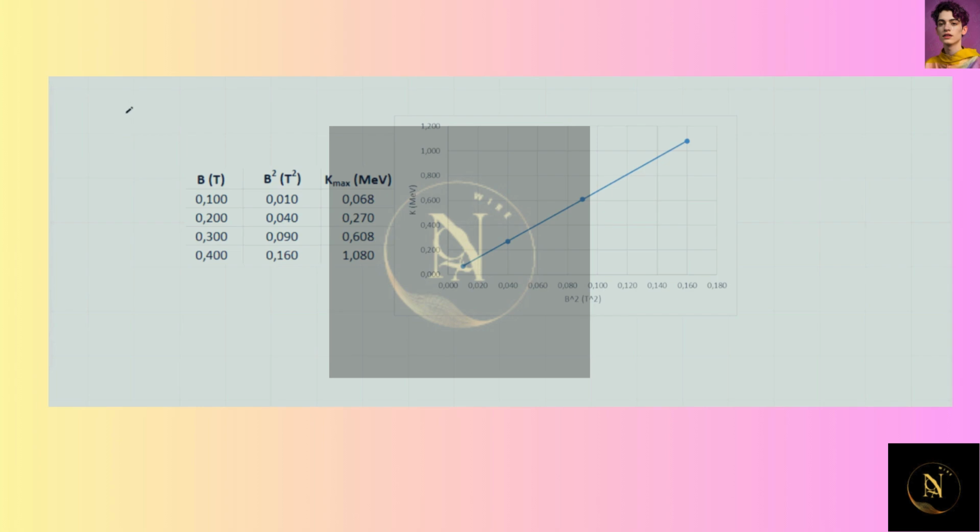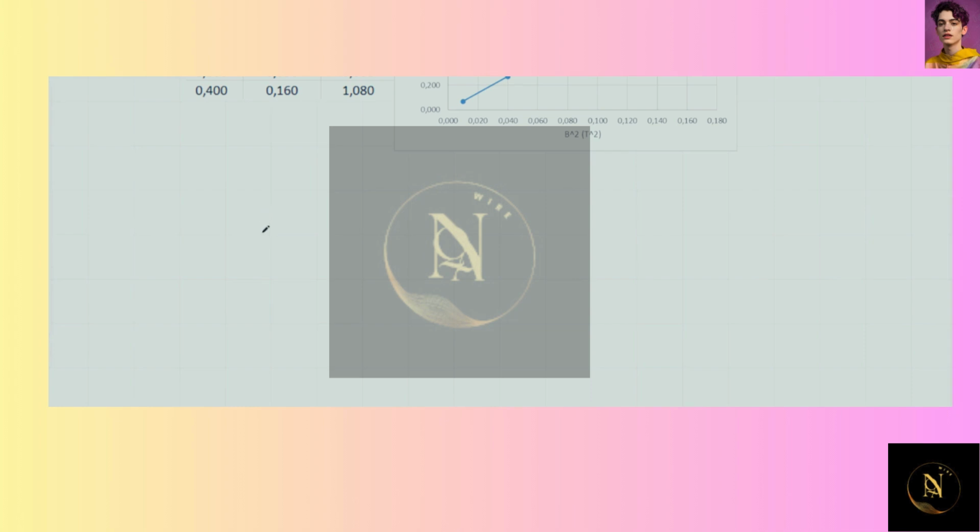Now for part B, our graph is sketched as follows, with K in mega electron volts on the y-axis and B squared measured in Tesla squared on the x-axis. And we want to find R. Now the graph is clearly a straight line, and the slope of this graph is equal to 6.748 mega electron volts per Tesla squared, which is 1.081 times 10 to the minus 12 joules per Tesla squared.